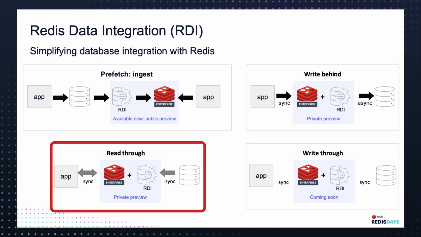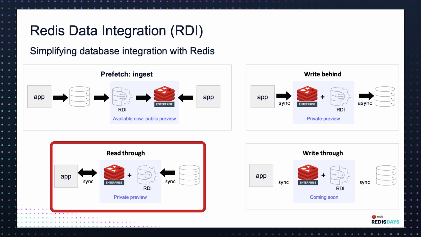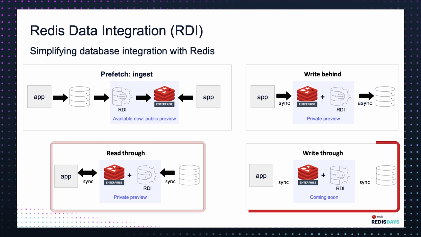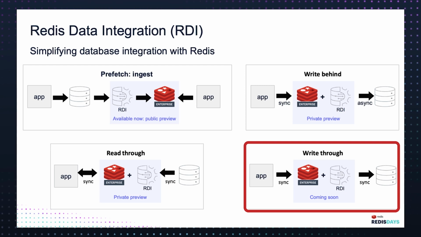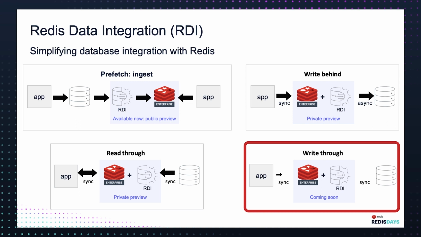Next is read-through, which automatically fetches data from the underlying database to Redis if it is not already present. The goal here is to simplify the application development, as the developer doesn't have to know anything about the underlying data store at all. And finally, write-through, where data is updated in Redis and the underlying database in a single write, keeping them consistent.